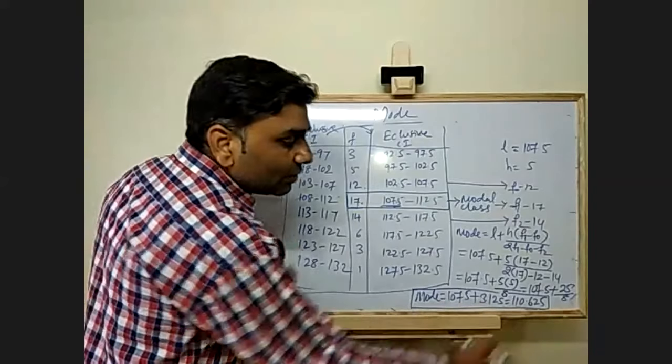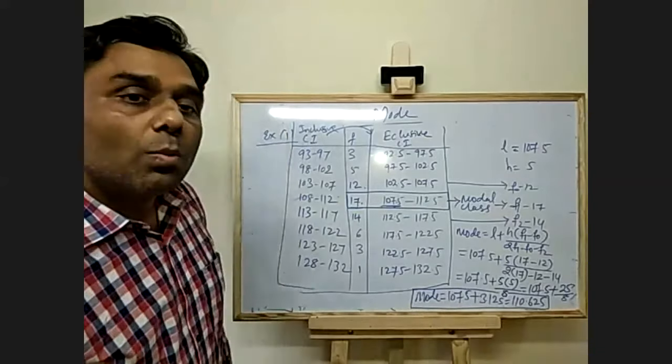You add these, you will get 110.625. This is how we calculate mode. First, see what type of class intervals they are, inclusive or exclusive. If they are inclusive class intervals, convert them into exclusive class intervals. How to convert? Reduce 0.5 from lower class limit, add 0.5 to upper class limit of all the class intervals.